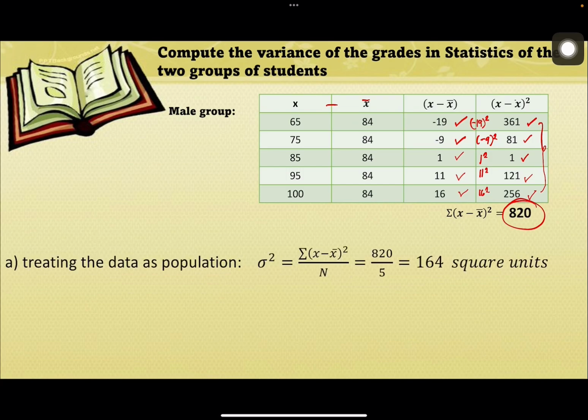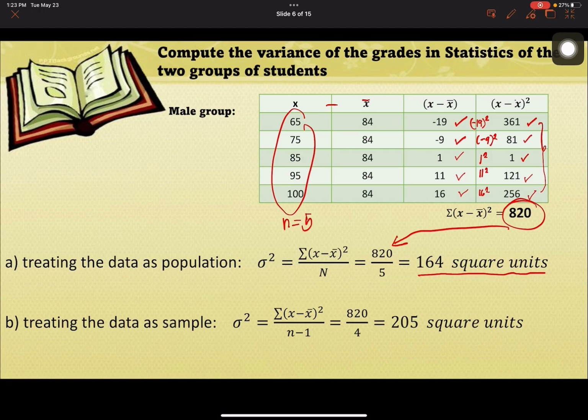So, let's look at the population. Kapag population, 820 divided by ilan ba sila? 5. So, n here is 5. Kung population yan, magiging 820 divided by 5, the answer is 164 square units. Pero kung yan ay sample, magiging 820 over n minus 1, so 5 minus 1 is equal to 4. Ang answer ay 205 square units. So, kung titingnan sa boys, malaki ang kanilang variance, ibig sabihin talagang malayo yung kanilang scores sa isa't isa.